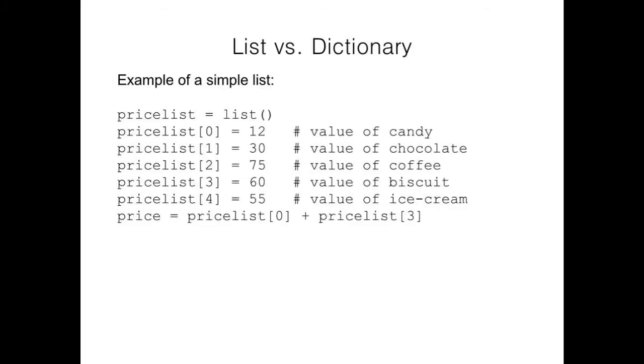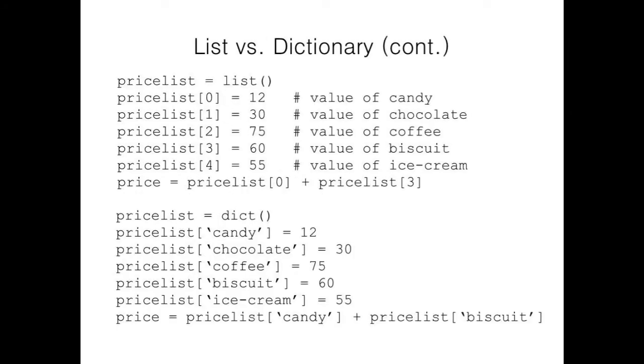Here we have an example of a simple list. We create a list variable named price list, and this price list variable has 5 items. Each one of the items is initialized with an integer value. Then you can perform operations with this list using the index starting with 0 to 4. We've learned this before when we talked about lists in the previous lectures.